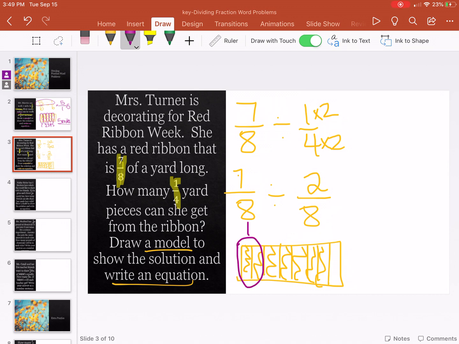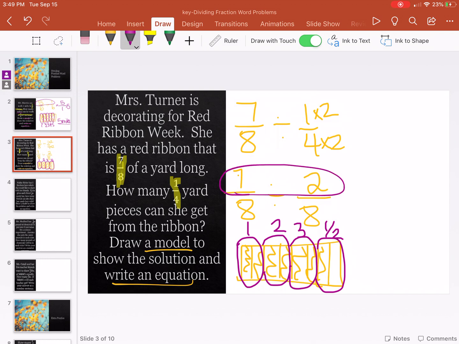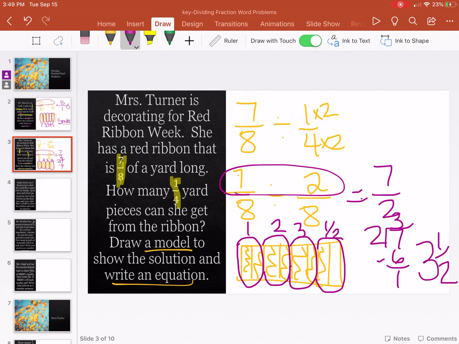So we have 1 group, 2 groups, 3 groups, and then we have half, 1 out of the 2 that we need. Then if we do the algorithm, it's going to be 7/2. 2 goes into 7 3 times with 1 left over, so it is 3 1/2. And our units was how many pieces? 3 1/2 pieces.